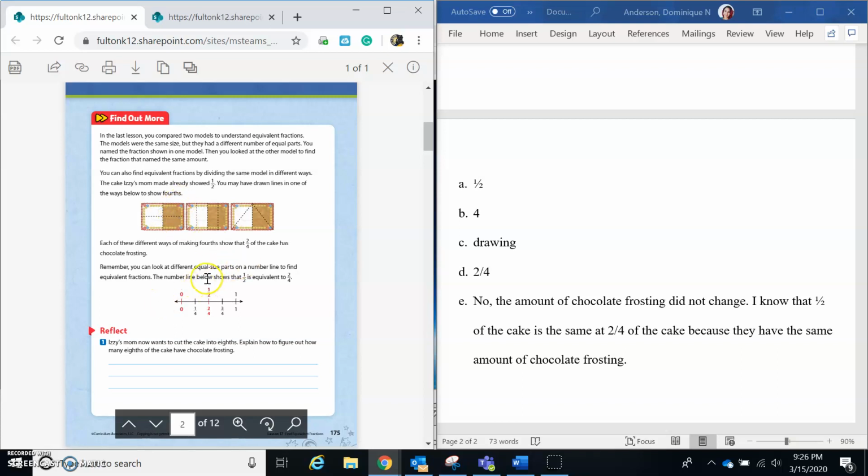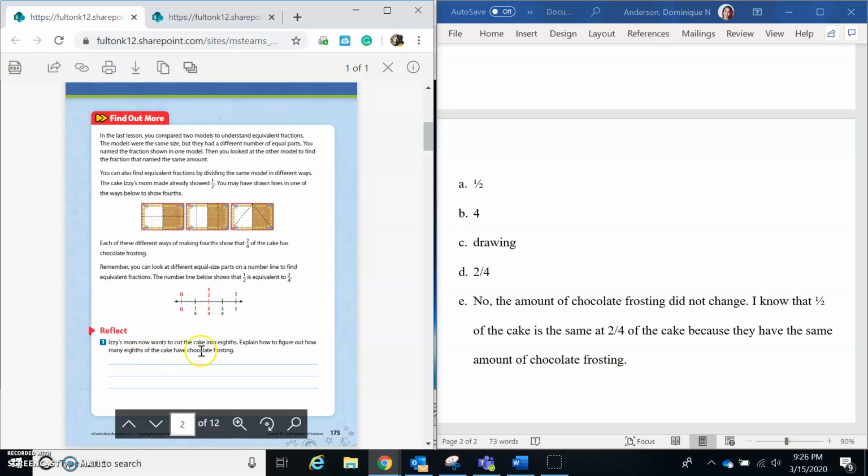Remember, you can look at different equal-sized parts on a number line to find equivalent fractions. The number line below shows that 1/2 is equivalent to 2/4. So if you look here, 1/2 is equivalent to 2/4. And 1/2 and 2/4 are the same point on the number line.